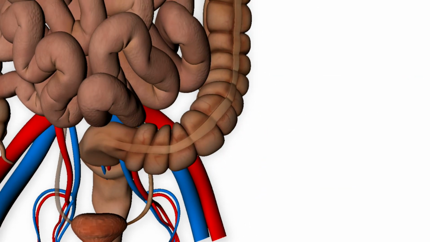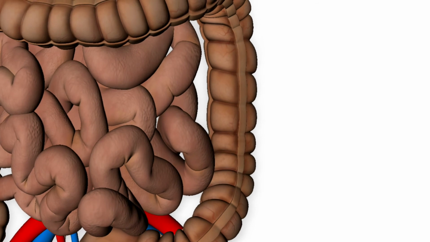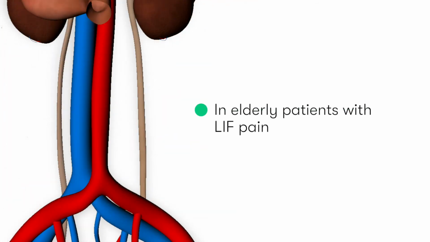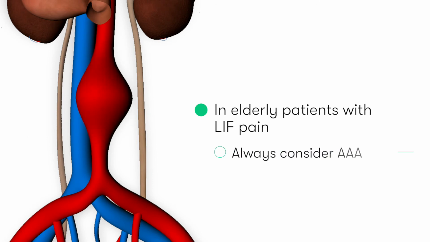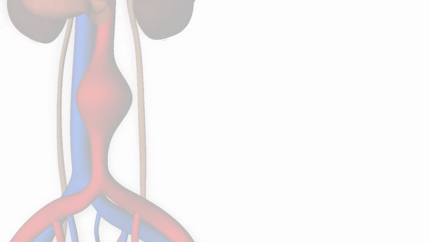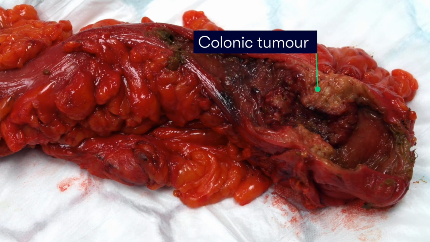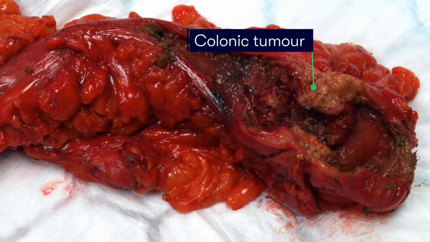And additionally, it's really important that in any older patient with left iliac fossa pain, we always have in the back of our mind that they may have a ruptured or expanding abdominal aortic aneurysm. Another important differential diagnosis to consider is a tumour of the colon. And this is especially the case in older patients.